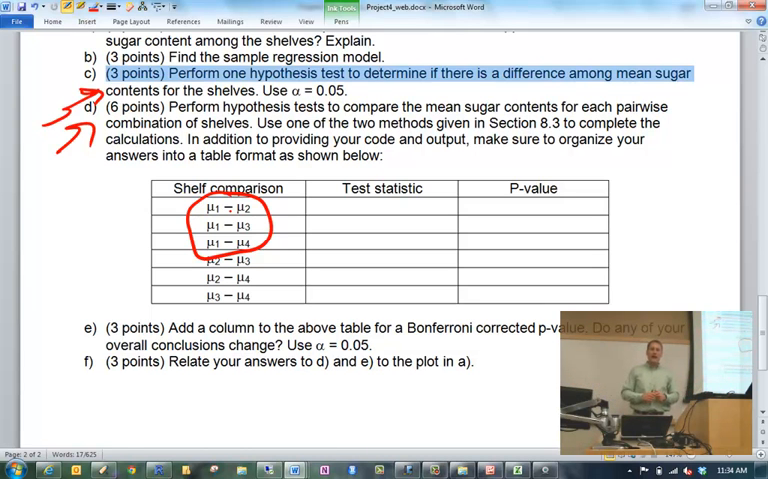Part E, add a column to the table now for a Bonferroni corrected p-value, just like what we did. Do your overall conclusions change? And then lastly, part F, relate your answers to D and E here, where we're finding population mean differences. Relate them to what you saw previously in the plot. Do your conclusions here make sense? That's what I'm looking for.